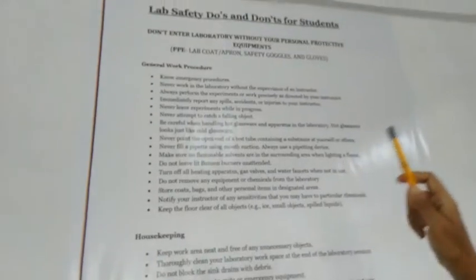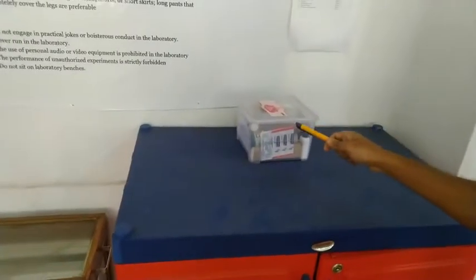And here you can see the list of do's and don'ts in the chemistry lab. All of these we have to follow to stay or to perform any kind of experiment in the lab. These are the list of experiments. And here we have the first aid box. If anything happens, we can give first aid to the students.